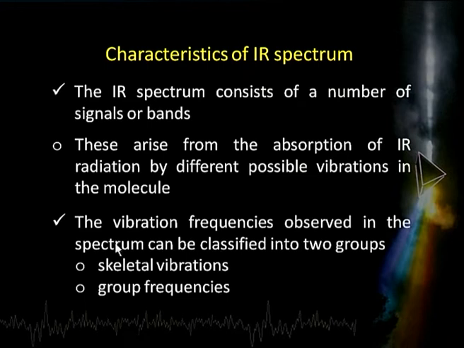Another point, not exactly a characteristic but a convenient way of talking about the spectrum, is that we can talk about the IR spectrum in terms of two broad regions. All the vibration frequencies you observe in the spectrum are put into two broad groups called skeletal vibrations and group frequencies. They are very useful in terms of the application part of it. We will talk about it in one of the future sessions. Along these lines we can see what these two regions are. Let us have a look at it here.